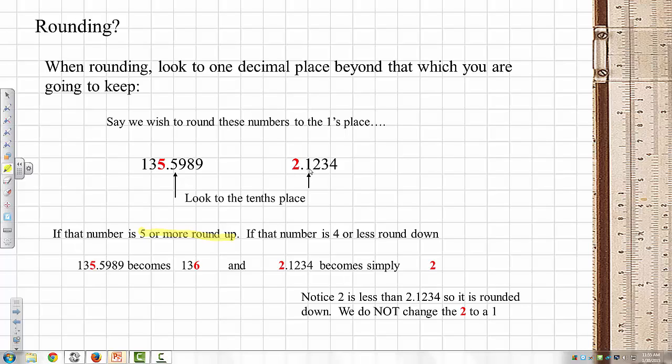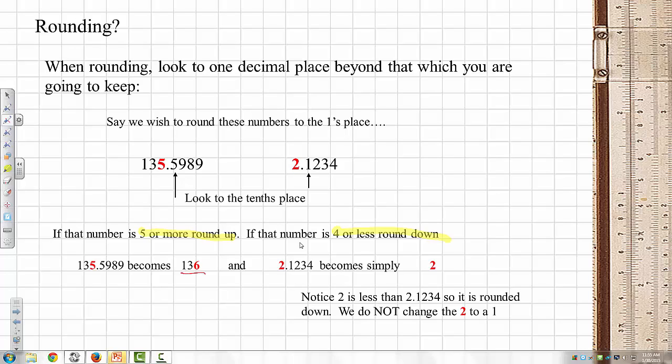Similarly here, if this number is 4 or less, we round down. Okay. So we're rounding to the ones place. So the ones place is the highest degree of precision, or the last number we can keep. So we read it from left to right, 135. This 5 becomes a 6, and 136 is our answer.